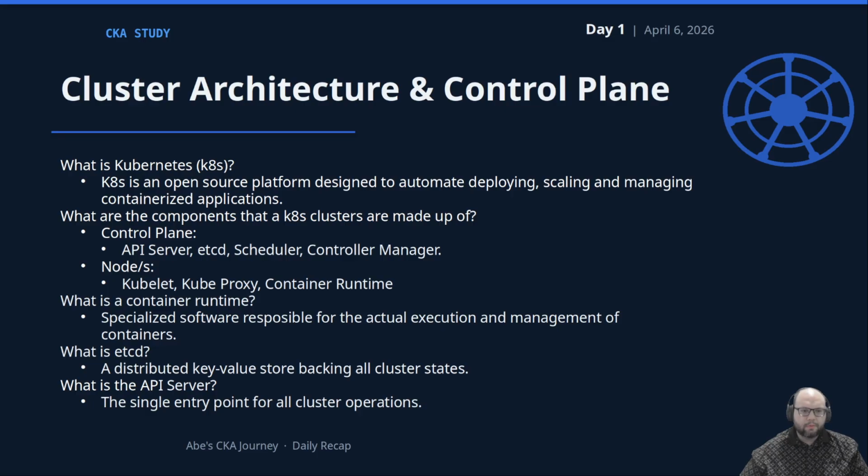etcd. What is etcd? etcd is essentially a distributed key value store used for backing all the cluster state. So if there's a state change, whether it's a pod going up and down, a container going up and down, or node changes, stuff like that could potentially be stored in the etcd key value store. What's the API server? It's pretty much the single entry point for all cluster operations. So if you're using kubectl, kubectl will talk with the API server.